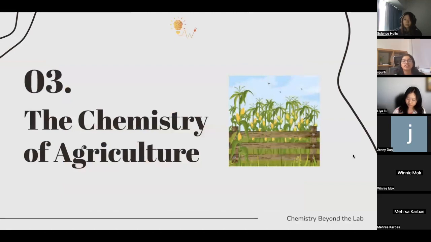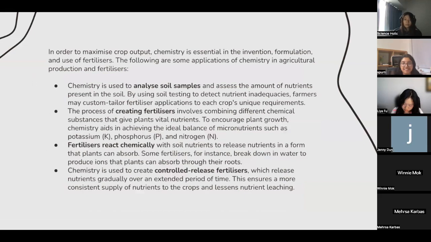Next, we're going on to the chemistry of agriculture. So chemistry is the invention, formulation, and use of fertilizers, which help maximize crop output. So here I just put some applications of chemistry in agriculture production and fertilizers.